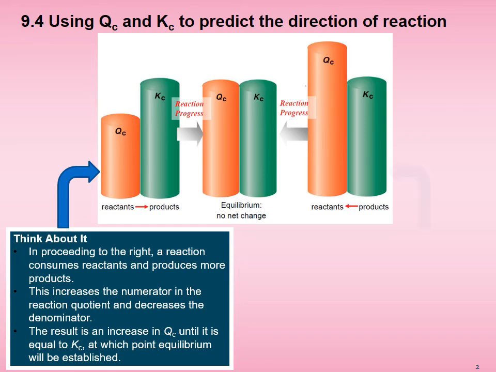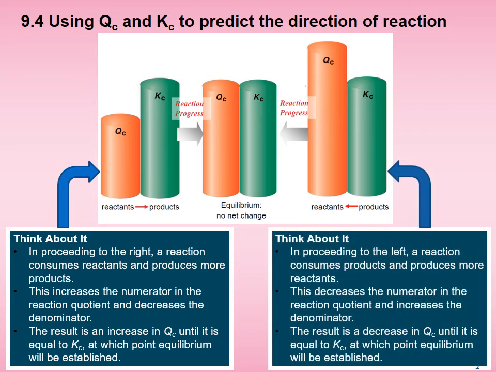When a reaction moves from right to left, it uses up products and forms more reactants. The numerator in the reaction quotient becomes smaller, while the denominator becomes bigger, giving rise to a decrease in Qc until it becomes equal to Kc when equilibrium is established.